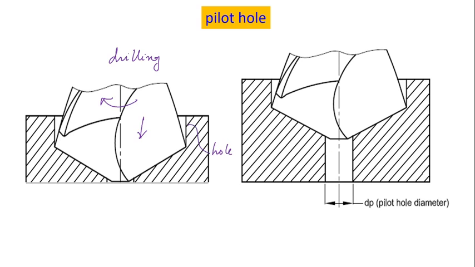Quite often there would be a pre-existing hole. There would be a pre-existing hole having a diameter dp such that the chisel edge is completely within this pilot hole. So during the drilling process the effect of the chisel edge is not felt. This is a pre-existing hole which might have been created by a prior drilling process, and that has created this pilot hole.